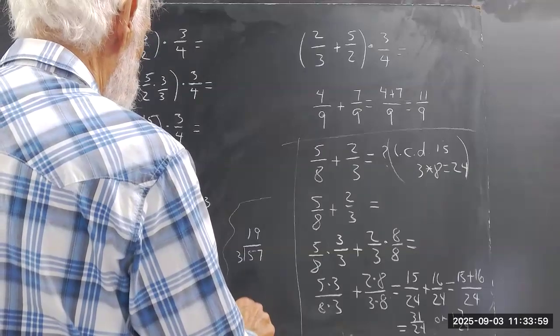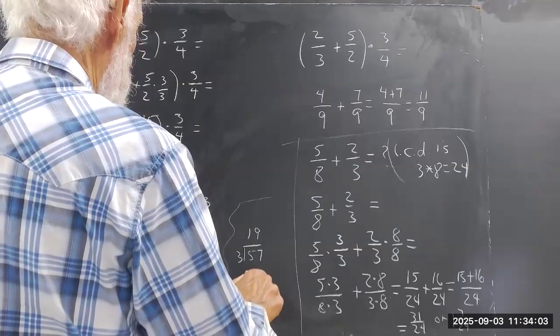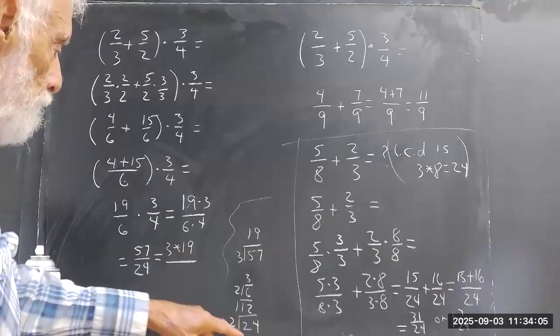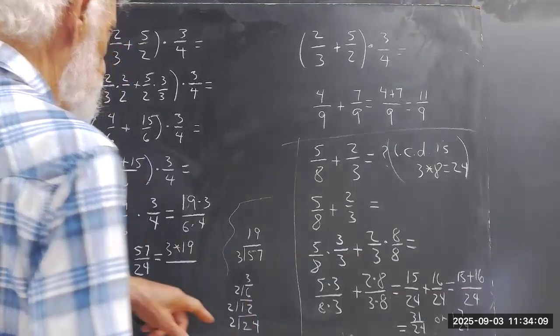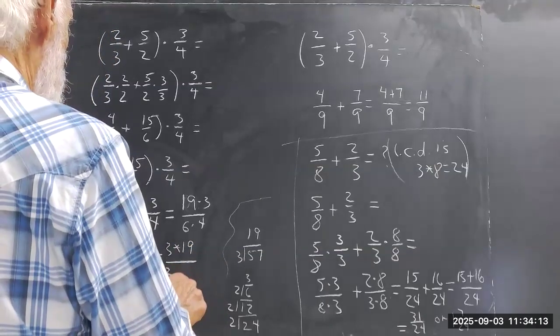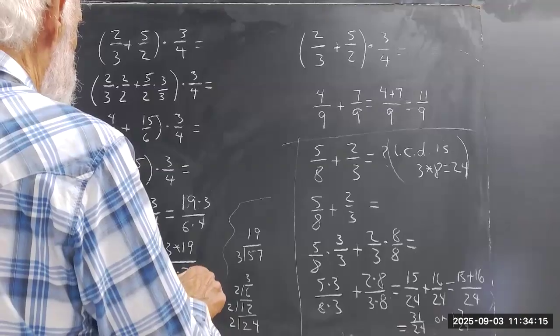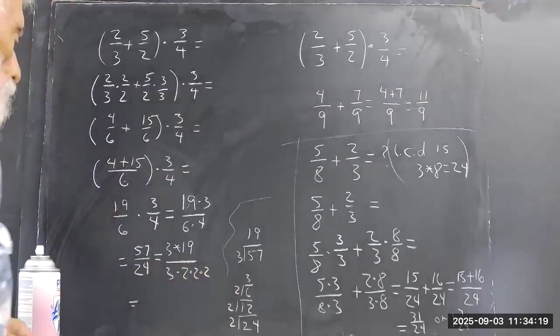Divide that by 2, we get 12. Divide that by 2, we get 6. Divide that by 2, we get 3. So 24 is 2 times 2 times 2 times 3. Now write it 3 times 2 times 2 times 2. We usually do the smaller numbers first.